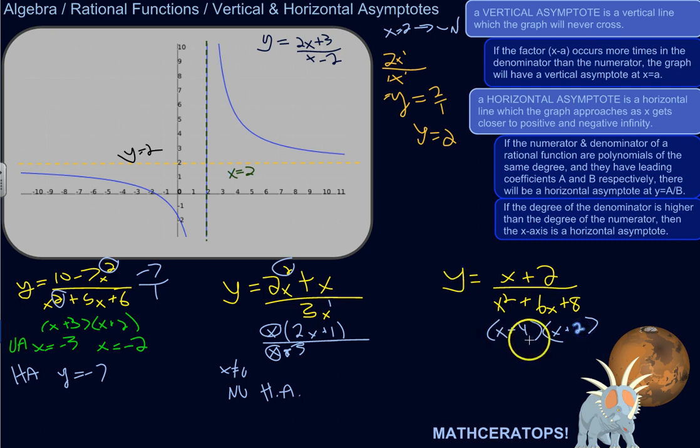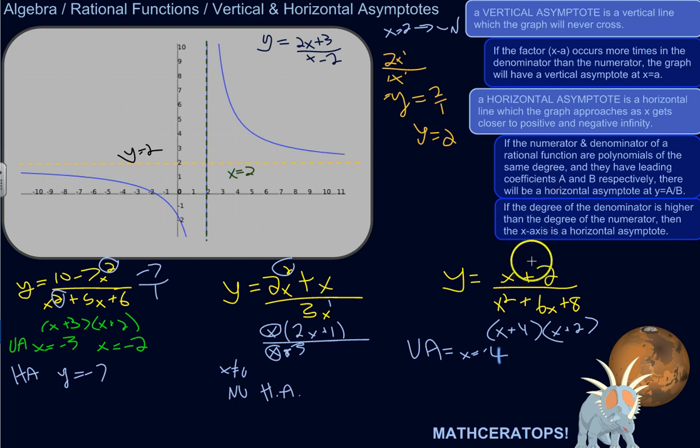So the function is definitely undefined at x is -4 and -2, but is there a vertical asymptote at those places? Well, this factor x plus 2 occurs once in the denominator and once in the numerator, so there would be no vertical asymptote at x equals -2. But there would be a vertical asymptote at x equals -4, because that factor x plus 4 doesn't occur in the numerator at all. So vertical asymptote is x equals -4.